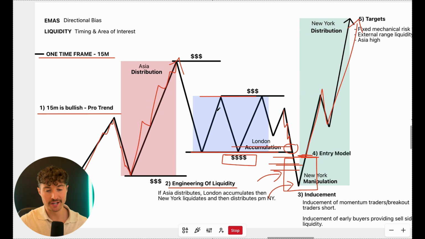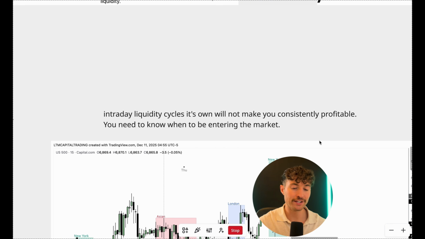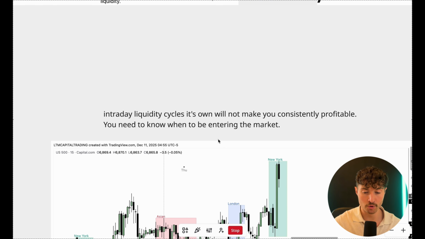So we can look at literally the Asia session and ask yourself, has the Asia session distributed? If the Asia session has, then the expectation is, okay, we expect London to accumulate, because it's very rare that you're going to see a distribution phase and then a distribution phase and then a distribution phase. And so we're going to be looking at getting positioned during the New York kill zone and look at targeting higher prices. But intraday liquidity cycles on its own will not make you consistently profitable. You need to know when to be entering the market.